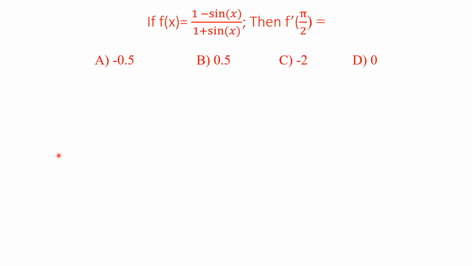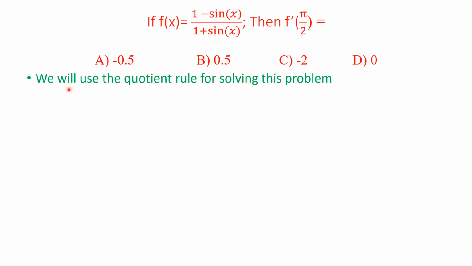For this question, we have to find f prime, given f of x equal to 1 minus sine x divided by 1 plus sine x. We have to find the derivative of the function and evaluate it at pi over 2. And the answer is one of these options. We will use the quotient rule for solving this problem.